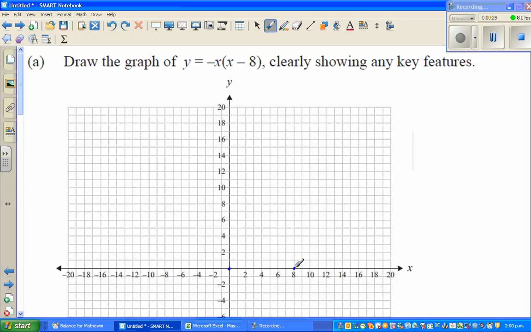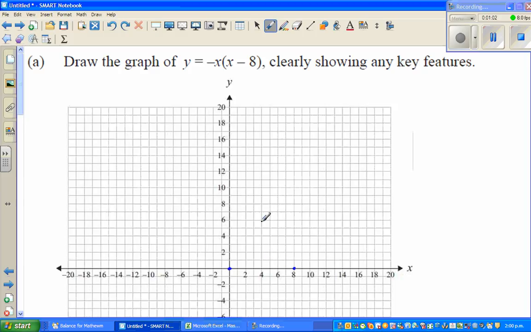So how do I know that? The x-intercept is when y is equal to 0. So when can y be 0? When x is 0 or x is 8. So that's how I find the x-intercept. The y-intercept is when x is equal to 0. So when you put x equal to 0, the y-intercept is also 0. So this is the x-intercept, or 0, 0. The origin is both the x- and the y-intercept.